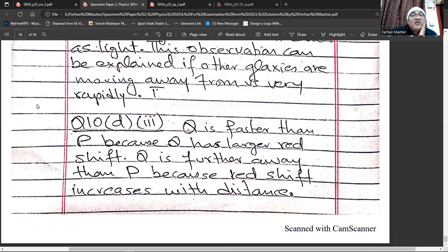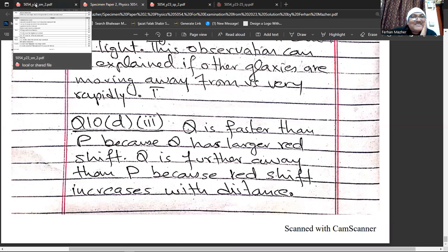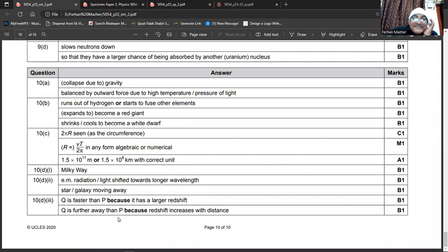Q is further away than P because redshift increases with the distance. That is the answer. Okay, this is the answer.